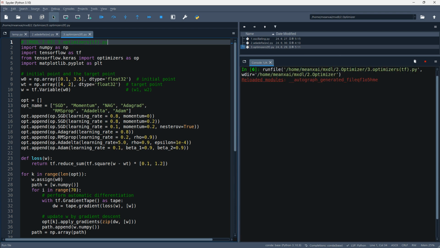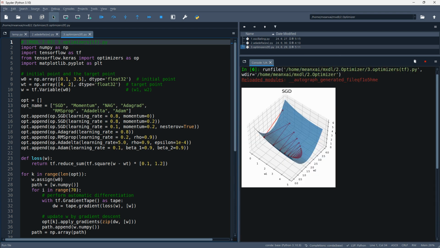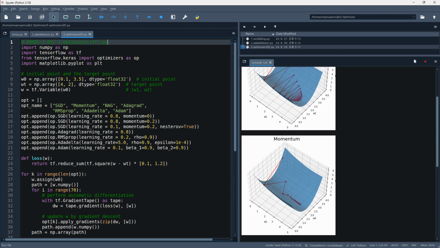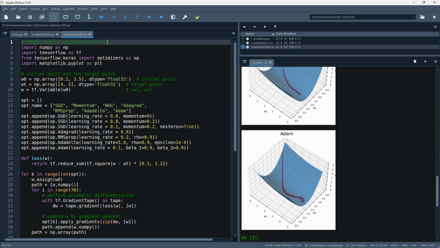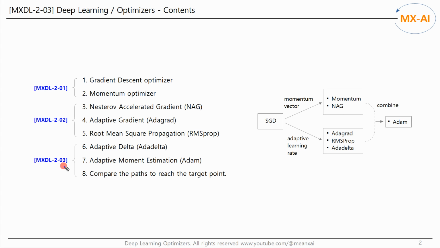Let's run this code. The results are as follows. So far, we have looked at the optimizer through a total of 3 videos.